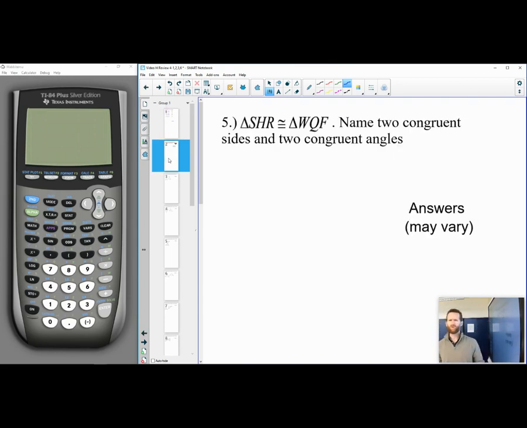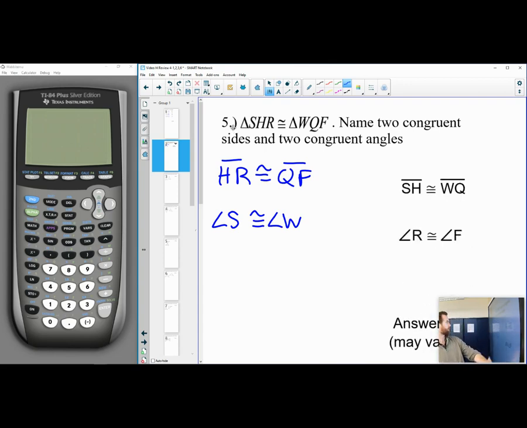Number five, sort of similar to the first four, it says triangle SHR is congruent to triangle WQF. So they're giving us a congruent statement, and it says name two congruent sides and two congruent angles. Now there's a lot of different answers here. That's why it says answers may vary. But let me see. What would two be? Congruent side, that could be segment HR, being congruent to segment QF. That would be two congruent sides. And then two congruent angles, I don't know, angle S being congruent to angle W, since they're in the same spot. What answers do I have under here? So segment SH and WQ, that would work as well, or angle R and angle F. There's lots of different answers for that one.